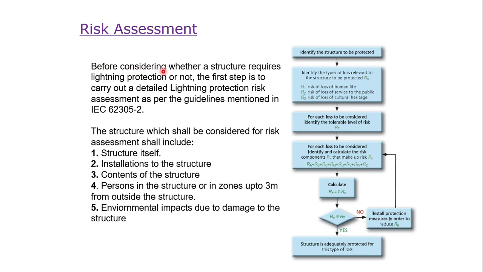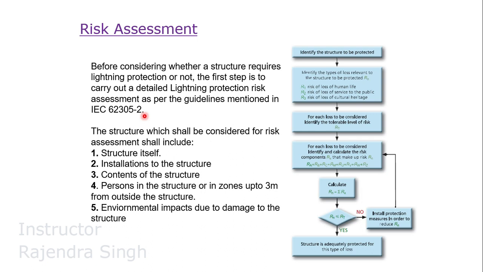So, before considering whether a structure requires lightning protection or not, the first and foremost important step is to carry out a detailed lightning protection risk assessment as per the guidelines mentioned in IEC 62305 Part 2. Now, in this context, it is very important to know that the guidelines of IEC 62305-2 for risk assessment are quite exhaustive, and the actual risk assessment can only be envisaged if all the factors mentioned in the standard are taken into consideration to conclude on whether the calculated risk is greater than the tolerable risk or not.